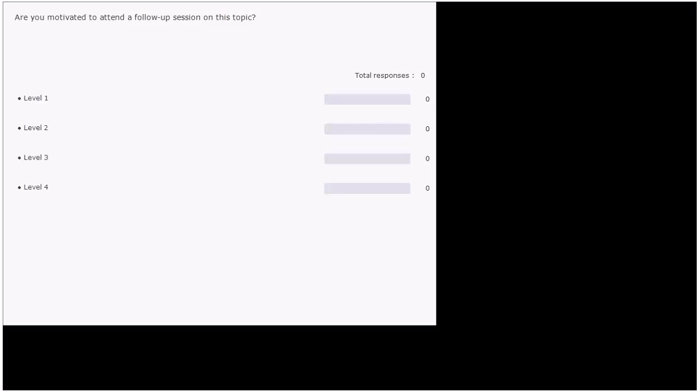Are you motivated to attend a follow-up session on this topic? Get your votes in. Okay, we've got somebody down there, and they're changing their mind to a level 3. It says, are you motivated to attend a follow-up session on this topic? Those of you at level 1, why is this a level 1? It's their reaction. Yeah, I really like this. I would come to something like this again. Totally opinion. Next one.